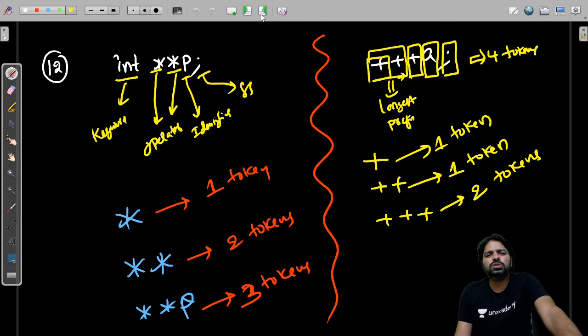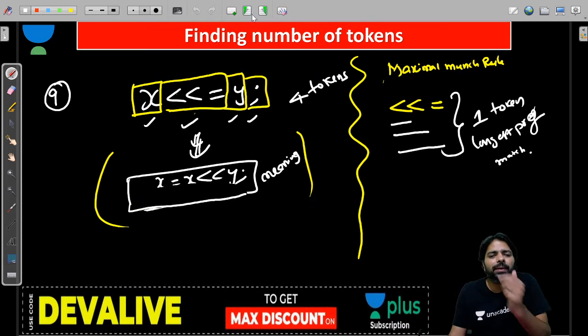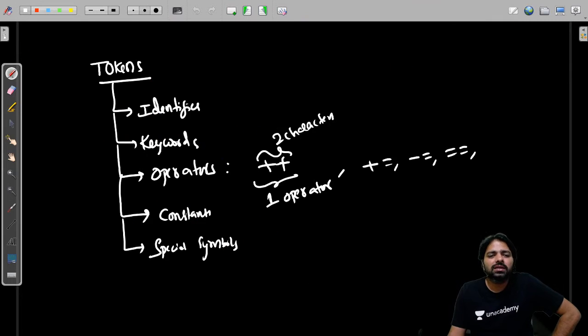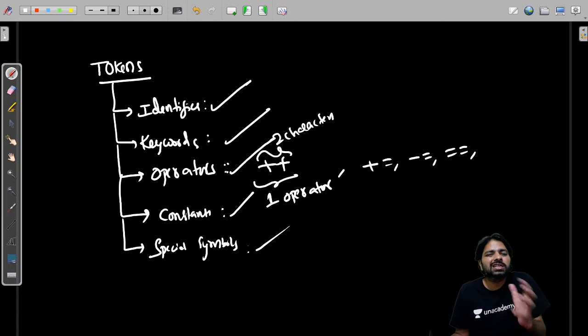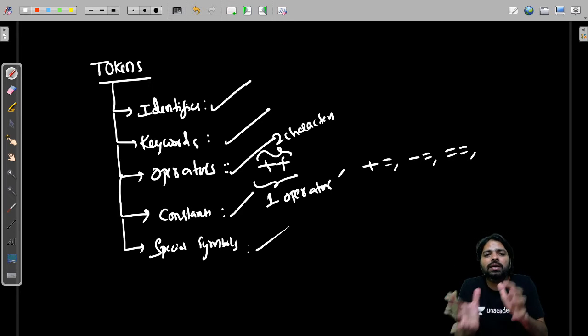Fine, you have to use the longest prefix match. Now what is a lexical error? See guys, you are able to find the tokens, but before finding tokens you must understand what a token is. In C programming we study what the types of tokens are. After that you should know what an identifier is, what a keyword is, what an operator is, what a constant is, and what special symbols we use in tokens. If you don't understand this, you will never be able to build a lexical analyzer, because the lexical analyzer purely depends on tokens. Very simple.